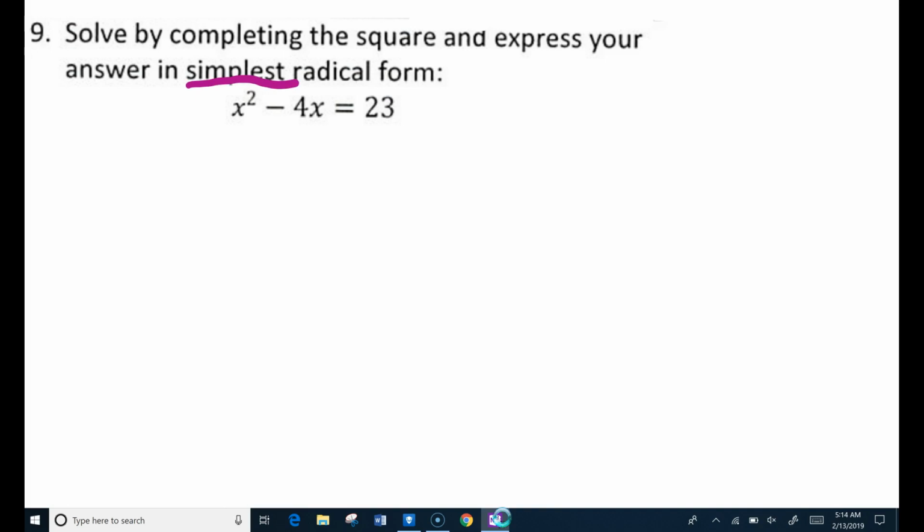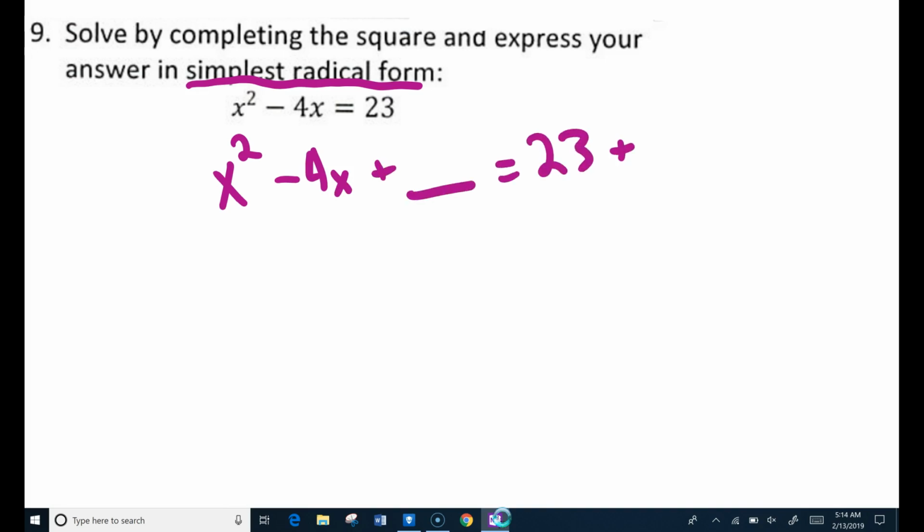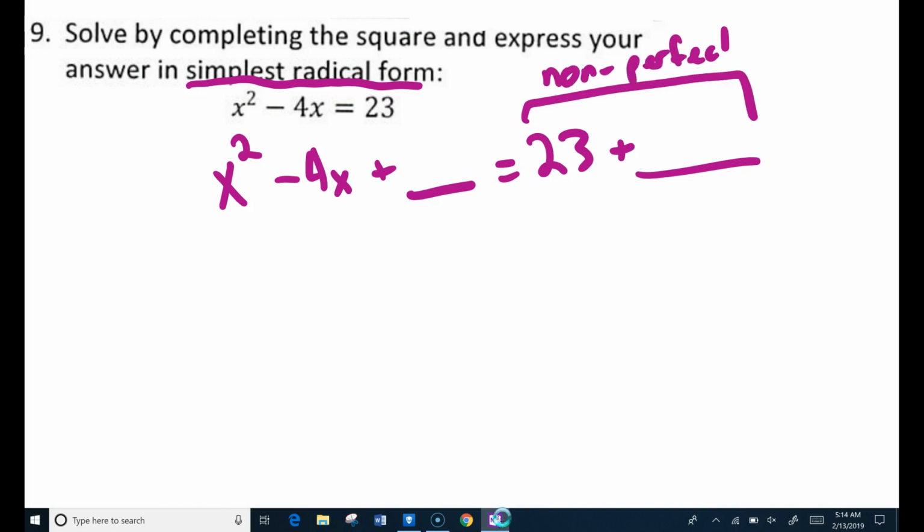Number 9. Solve by completing the square and express your answer in simplest radical form. So if they're telling me it needs to be in simplest radical form, chances are when I go to complete the square here and I add something to the right side and add something to the left side, what I get on this left side will be something that's a non-perfect square. So I'm going to need to simplify it a little bit as it's under the radical.